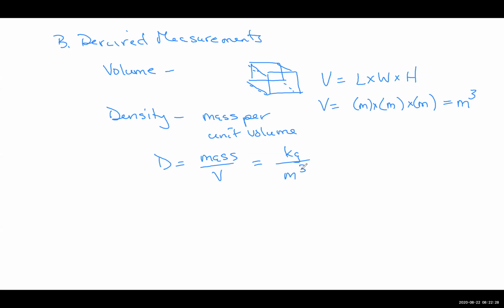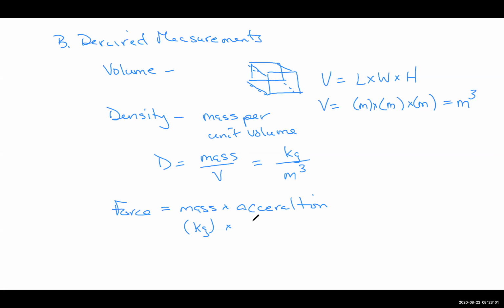There are others, just to give you some other ideas. Force is a derived measurement. Force is equal to mass times acceleration. Acceleration, I spelled that wrong. Mass, again, is a base measurement, and acceleration is how fast it takes something to get moving.